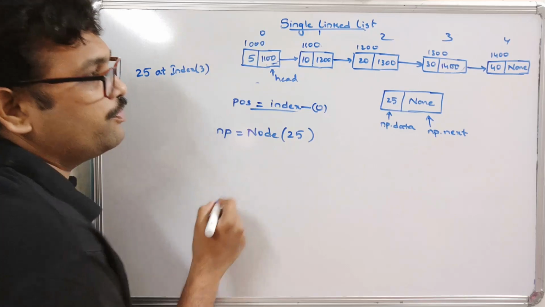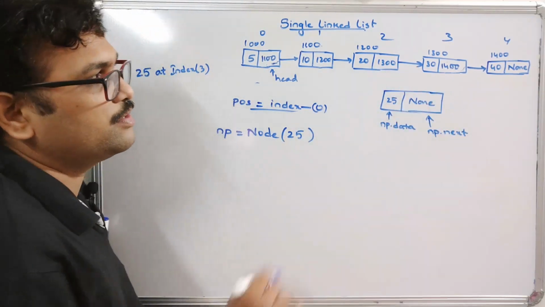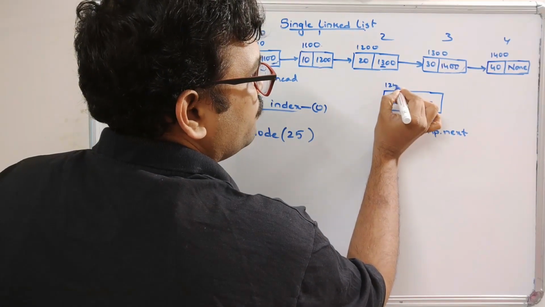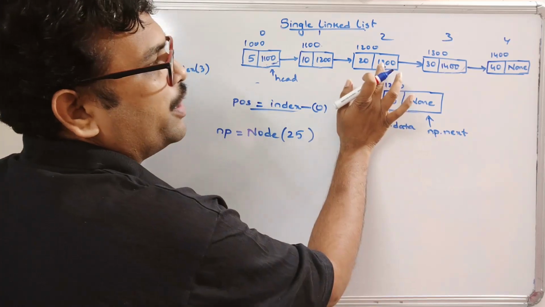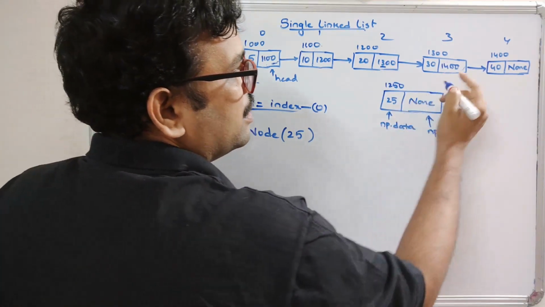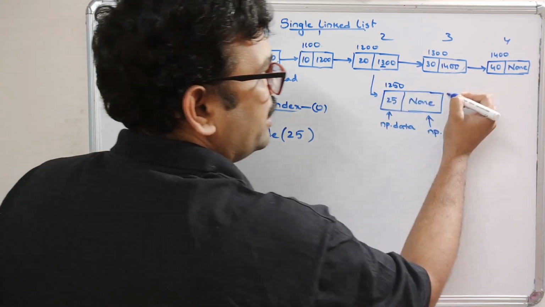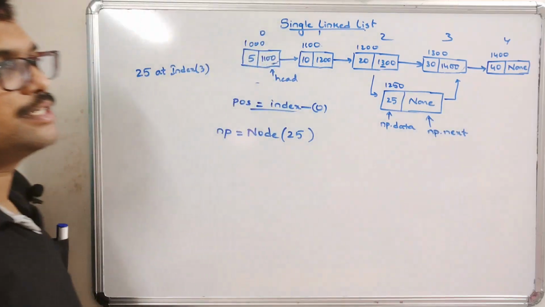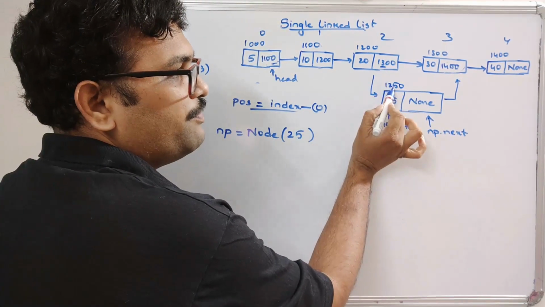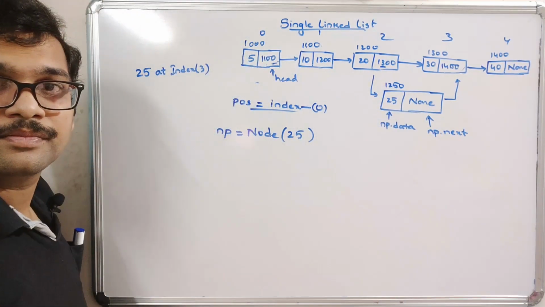Now we need to change the links. So here instead of 1300, let it be some 1250. 1250 should be pointing here and this 1300 should be pointing here, because this connection should be like this. Okay, so this is the connection, right? In the place of 1300 we should get a 1250 and in place of none we have to get the 1300, right?